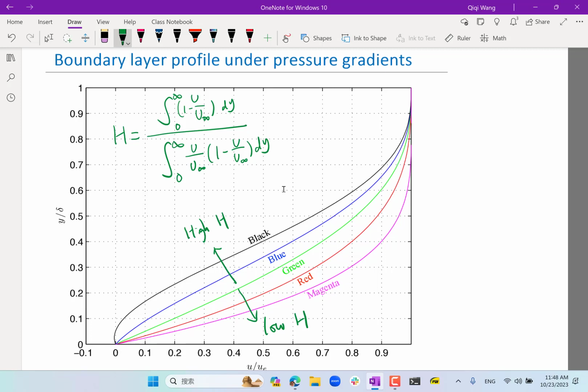So if you have 0 pressure gradient for a while, the boundary layer is going to come back to the Blasius boundary layer, right? But if you have favorable or adverse pressure gradient, it's going to make the boundary layer go one way or another. All right.